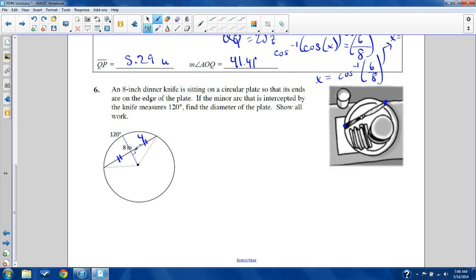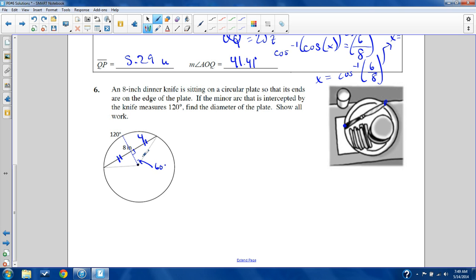This is perpendicular. Another thing is because it was a perpendicular bisector, I drew it straight through, so it also bisects this central angle right here. So if this whole thing was 120, half of it is 60. 60 degrees right there. So that's 60.